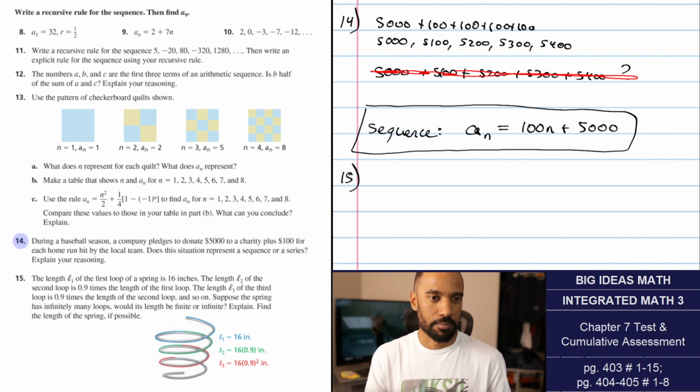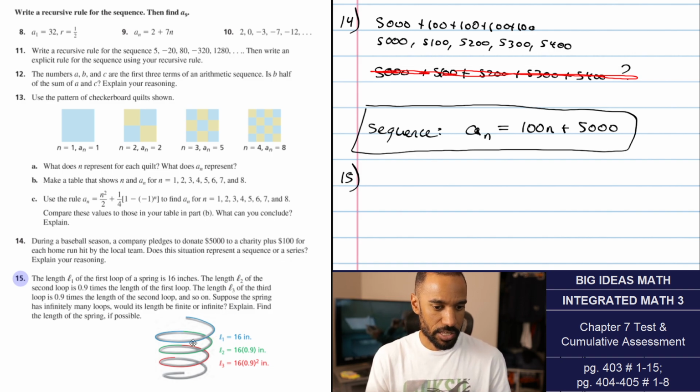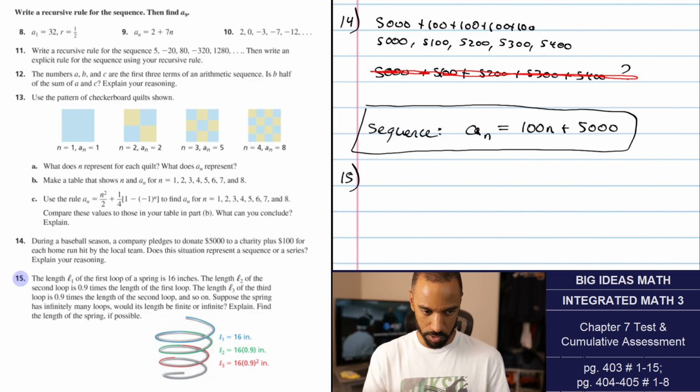Okay, number 15. The length L sub 1 of the first loop of a spring is 16 inches. I guess that's what's in blue. I don't know if you can see that very well, but I think it turns green after that. The length L2 of the second loop is 0.9 times the length of the first loop, so 90% of it. It loses 10%. The length L3 of the third loop is 0.9 times the length of the second loop, and so on. Suppose the spring has infinitely many loops. Would its length be finite or infinite? Explain. Find the length of the spring if possible.